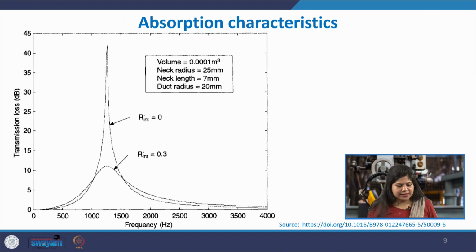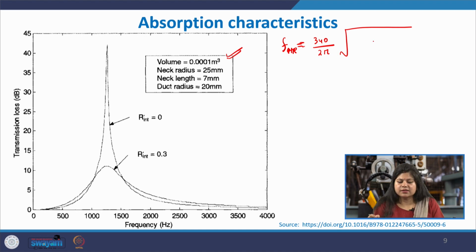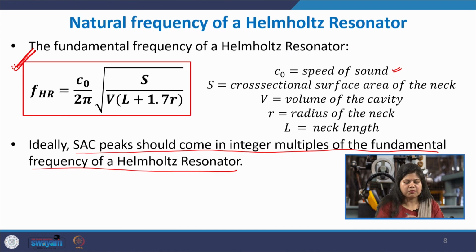So, let us say for example, this is a particular absorption characteristic of a Helmholtz resonator with these dimensions. If you think about it, let us find out what is the fundamental frequency of this Helmholtz resonator. We can simply write f of HR, the fundamental frequency of the Helmholtz resonator. It is C naught, let us take it as 340 at room temperature, by 2 pi, and you have this S by V into L plus 1.7 R.